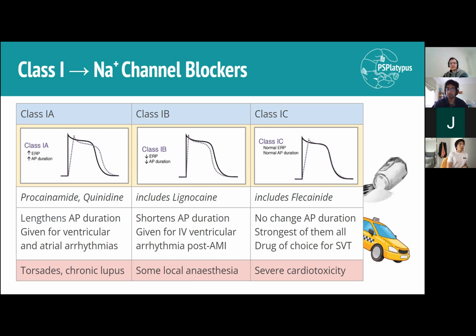With class 1B, I think it's predictable to say that they have some local anesthesia just because of the other modes of action. That's not necessarily too bad though. And class 1C is notorious for some types of cardiotoxicity, so keep that in mind.